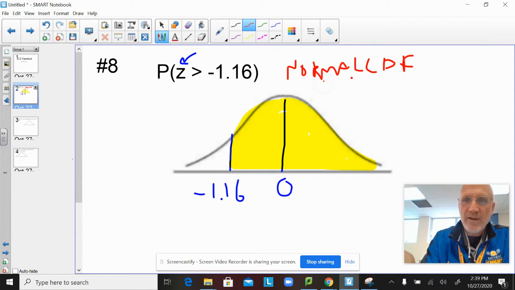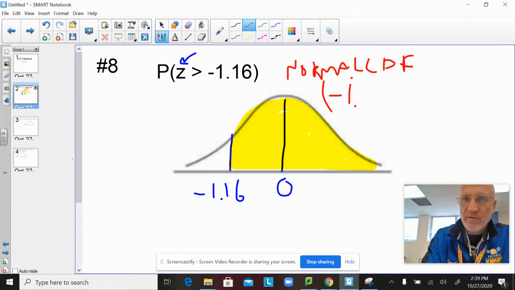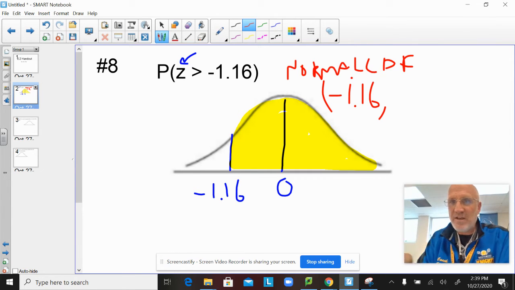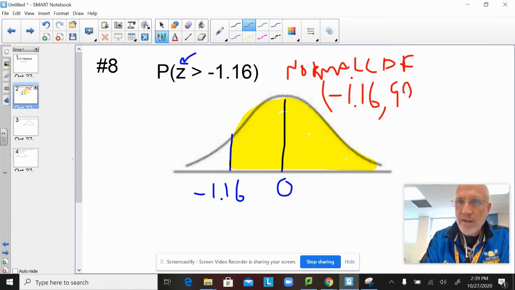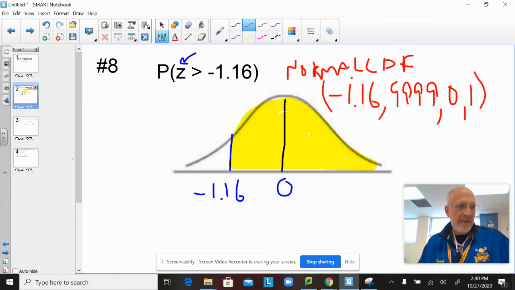I'll open up parentheses down here so I can fit it. I need a lower bound, an upper bound, a mean, and a standard deviation. My lower bound here is negative 1.16. My upper bound goes on forever, so in this case I need positive infinity. So I'll just put 99999 for my upper bound. And then my mean and my standard deviation, since this is a standard normal distribution, are 0 and 1. Now I can just use normal CDF, which I will do here. Second distribution, normal CDF, negative 1.16, comma 99999, comma 0, comma 1 equals 0.877.